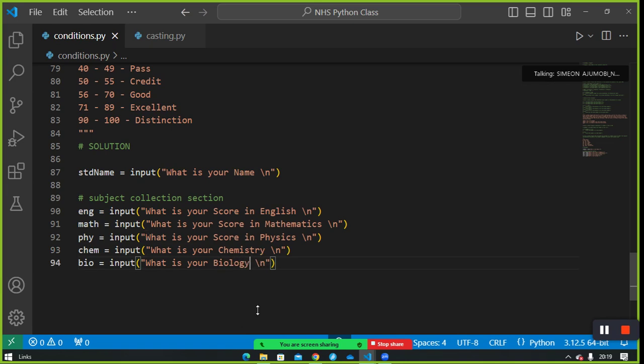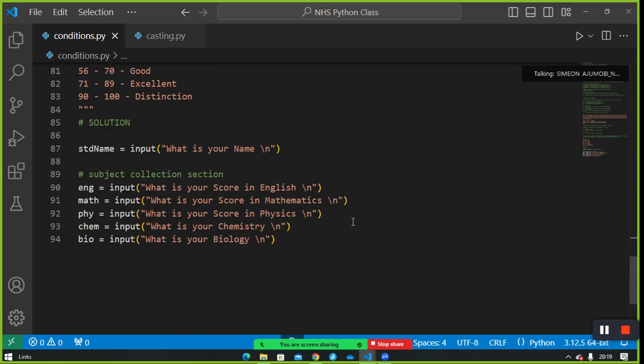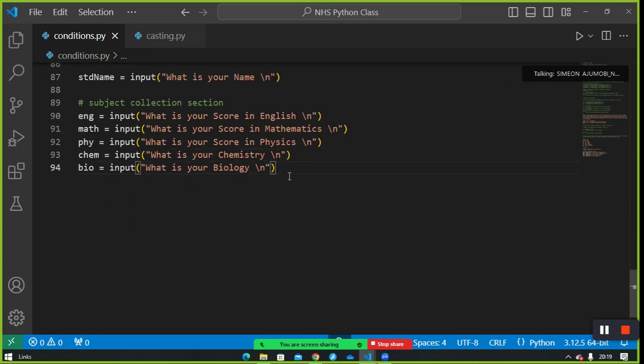biology. Now we have done that, and the next thing they are asking us to do is to calculate the average of the student. How can we calculate the average if we don't have a total score? So I will say, to calculate the average score, what do we need to do? All these things help you and guide you in knowing what to do per section.